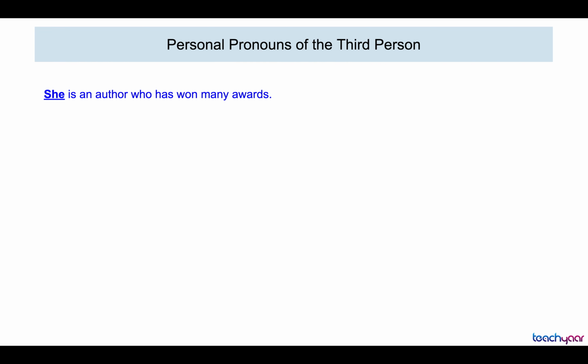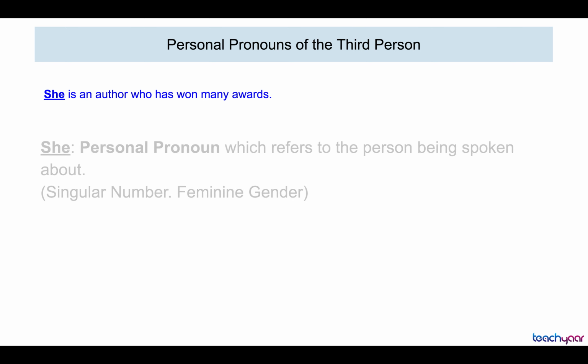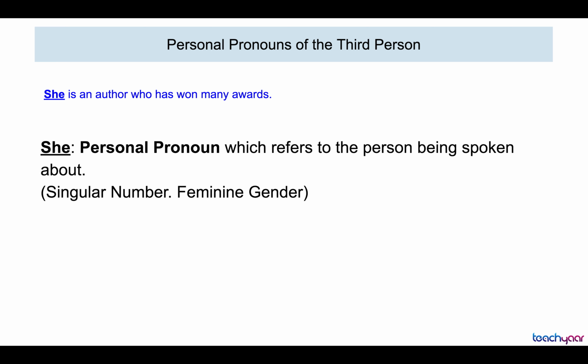So read this sentence. She is an author who has won many awards. Now who are you talking about? Somebody else. She, it's a lady. She is an author who has won many awards. So she is a personal pronoun which refers to the person being spoken about.